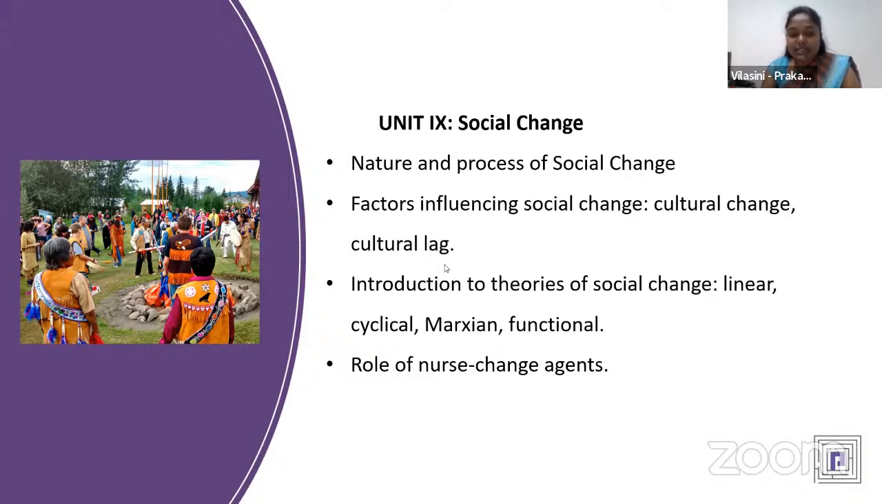Then coming to the theories of social change. Mostly the theories will not be asked from the exam point of view, but maybe for a 2 marks question they can ask you what is linear theory, cyclical theory, Marxian theory, and functional theory. A brief introduction: linear theory is completely about the progress of change from one step to another. For example, the theological stage is the first, then the metaphysical stage, and the positive stage. In the theological stage, man believes that the world is created by a supernatural power.